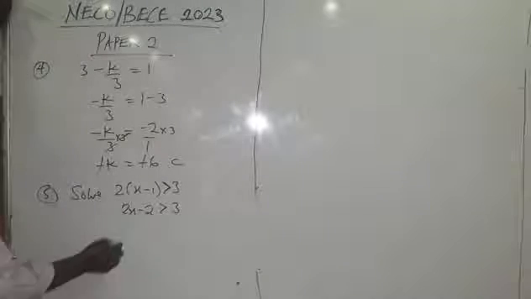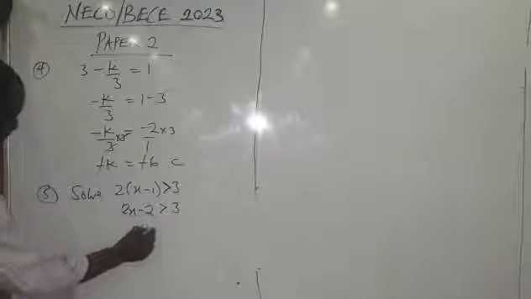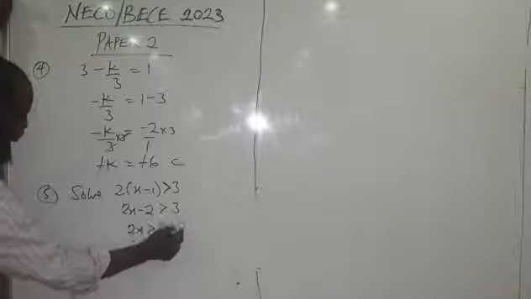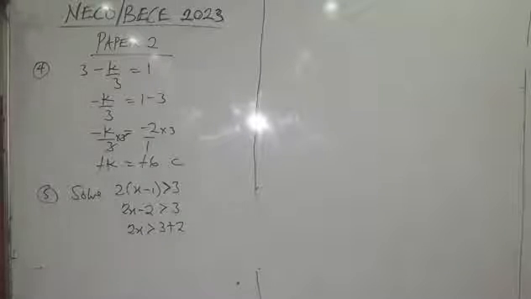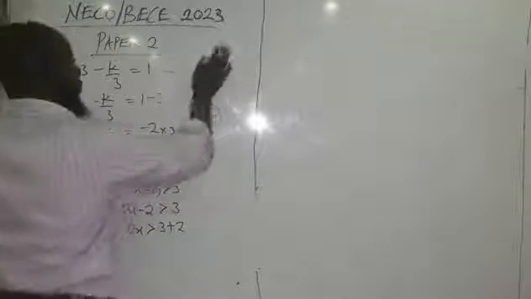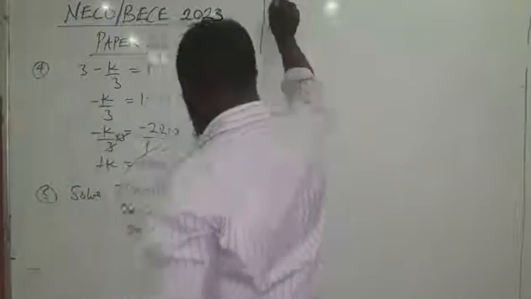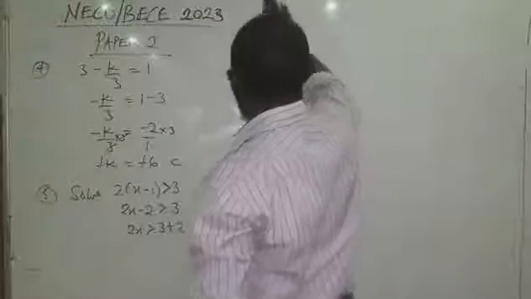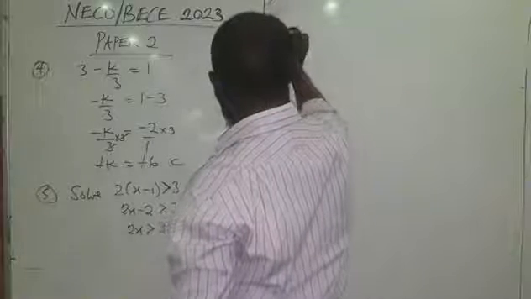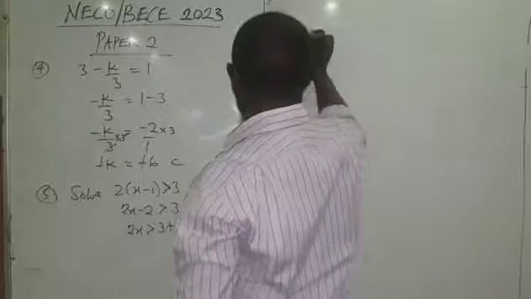Then we collect like terms here. That will be 2x greater than 3 plus 2. We add 2 to both sides. So the next step, we're going to have 2x greater than 5.